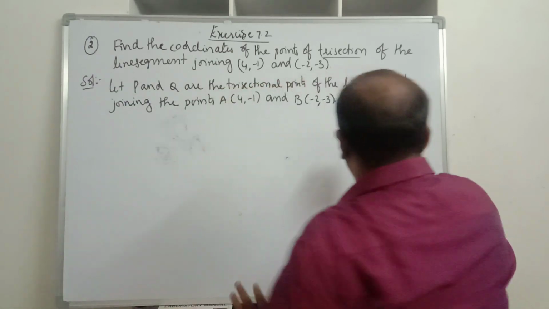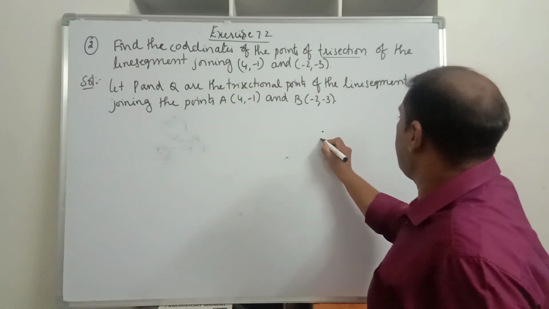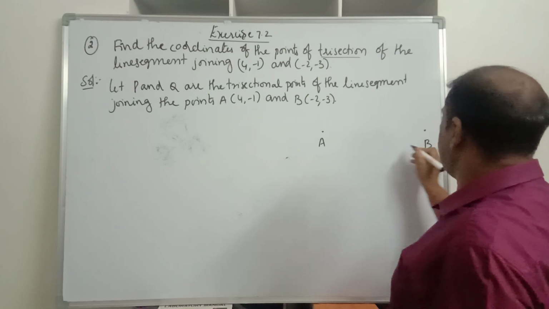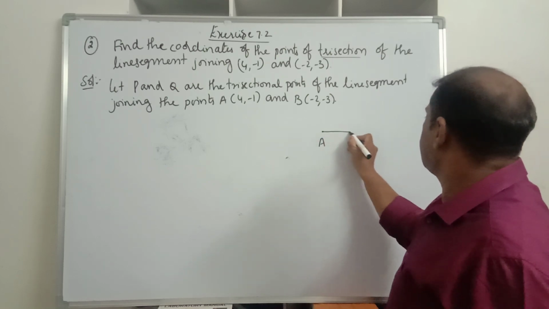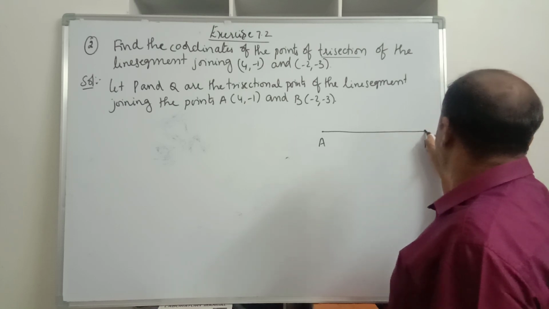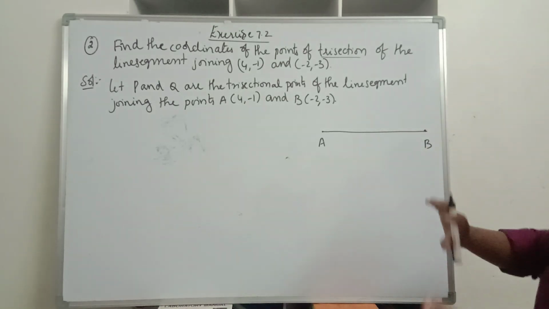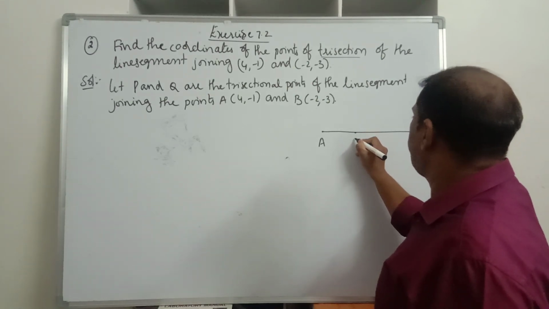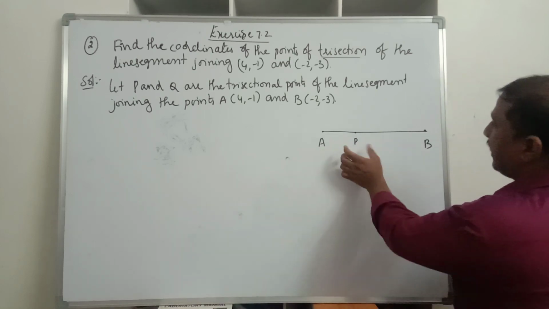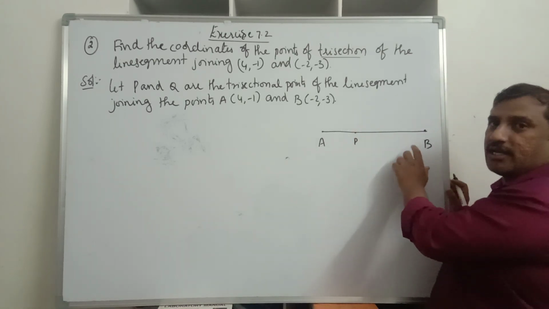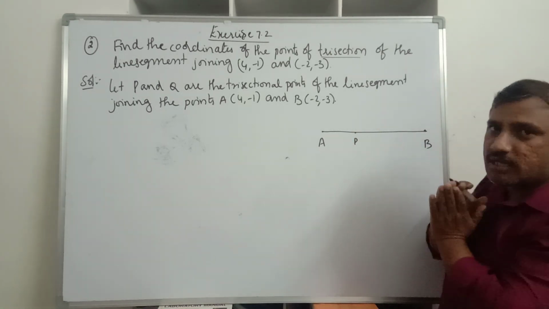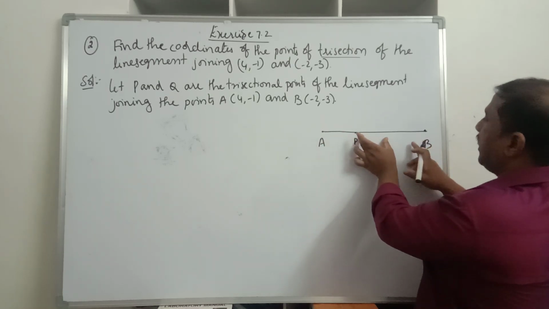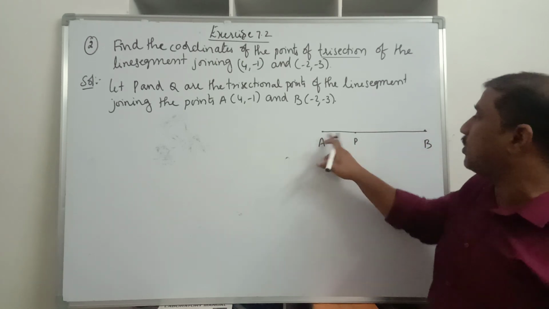Now you see here, this is point A and this is point B. So now by joining these 2 points, we will get a line segment. That line segment is known as AB. Now it is divided into 3 equal parts. This is point P. It is dividing the line segment AB into 3 equal parts. That is AP is equal to 1 part, then PB will be equal to 2 times of AP.